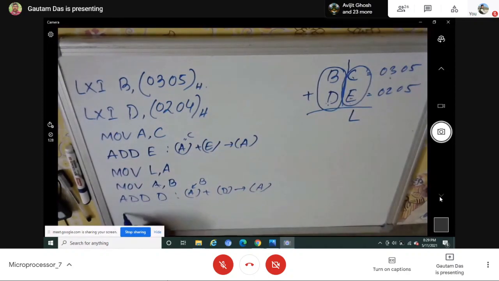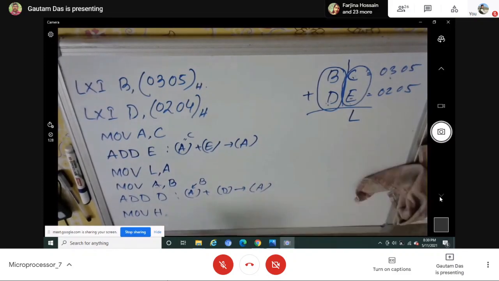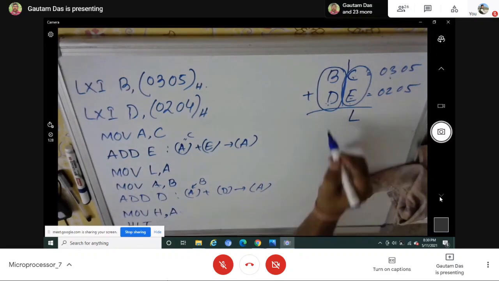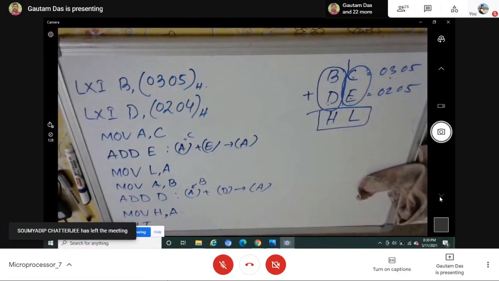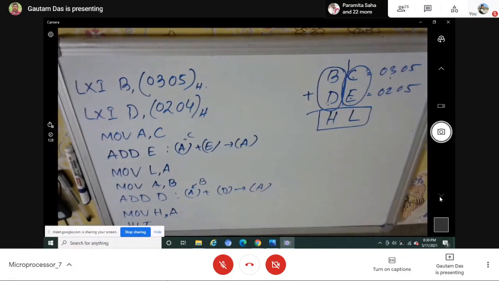And let's move the result into H. So MOV H, A, because your result is there in the accumulator. Okay. Now if I stop the program, now here it is H. That means if I check the HL register pair, there I can get the 16-bit addition.